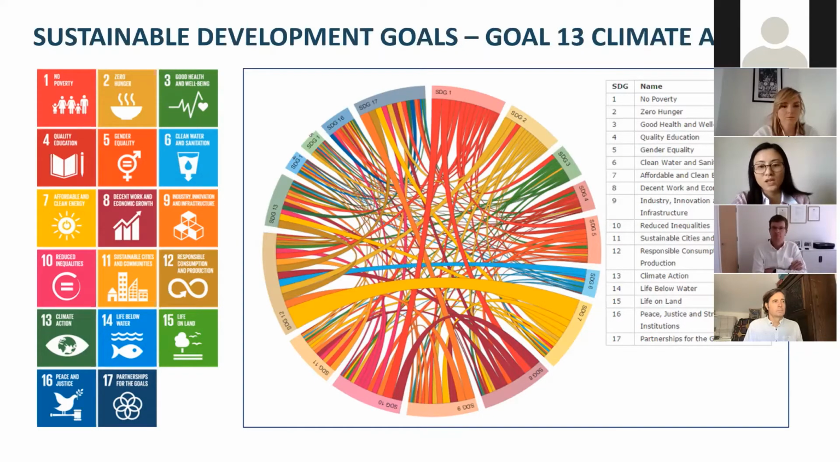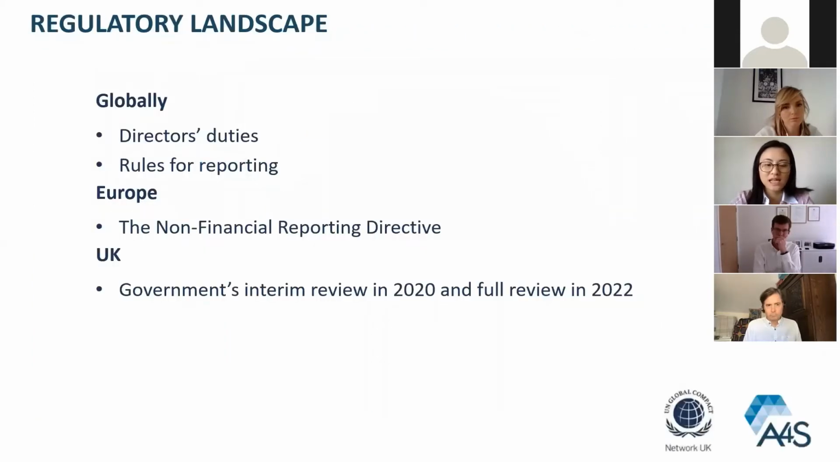So the UN is really calling for governments and businesses to accelerate the transitions required to achieve the Paris Agreement. They need to make systemic shifts and transformational changes to low GHG emission and also climate resilient economies and societies. So if we look at the regulatory perspective on the next slide.